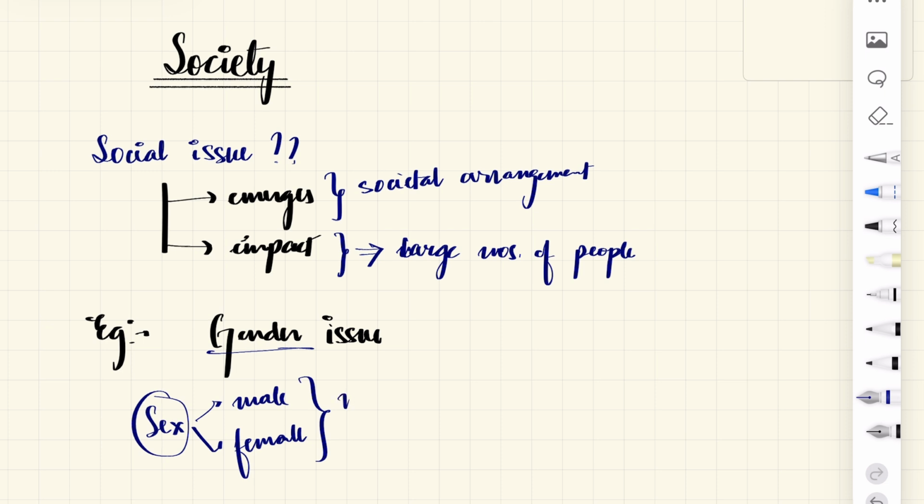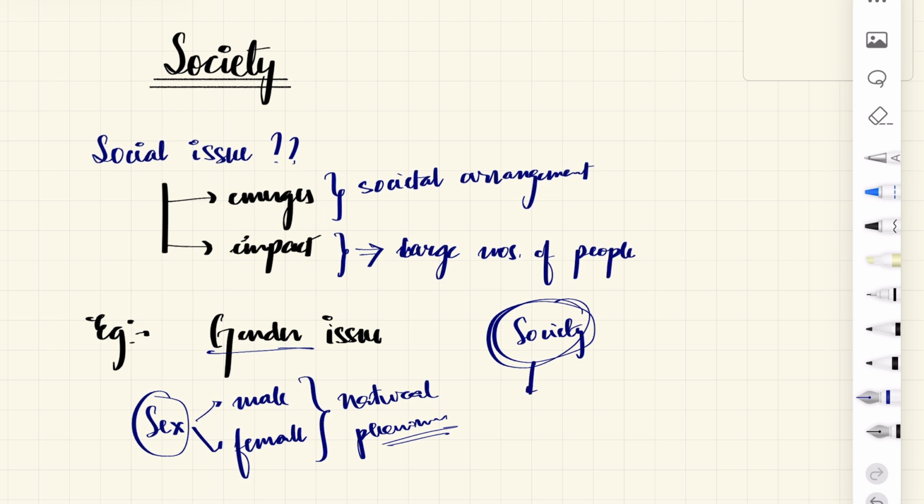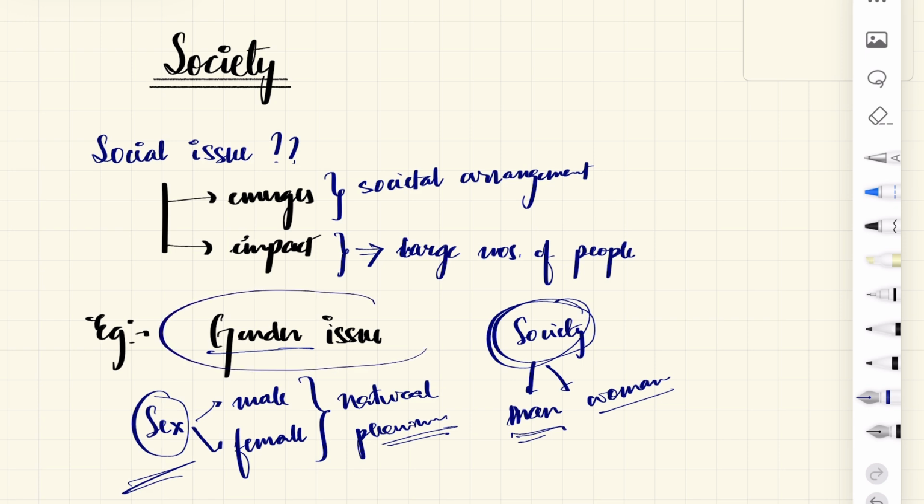Sex is a natural phenomenon, okay? It is created when we are just born. We are just born as male or female. That's what we are created as. But because of the society, we are made into men or women. That's how the society made it. Sex is the natural phenomenon, but man or woman is created by the society. So there's a gender gap, gender issues. This is called social issues.